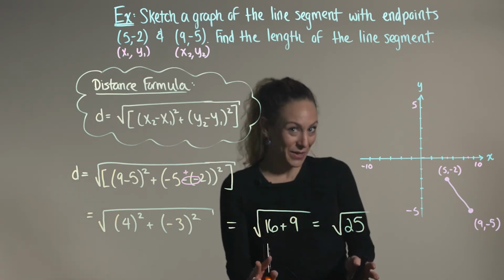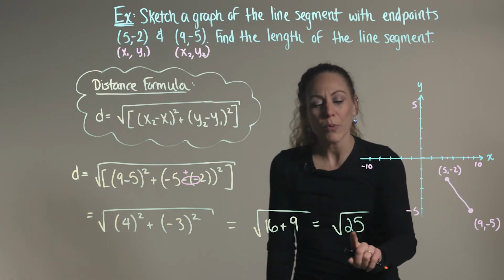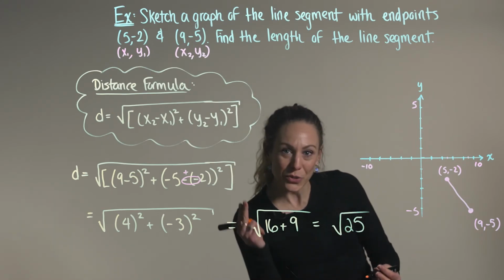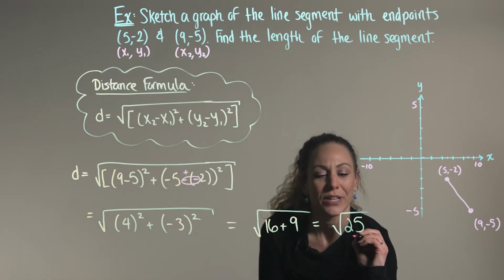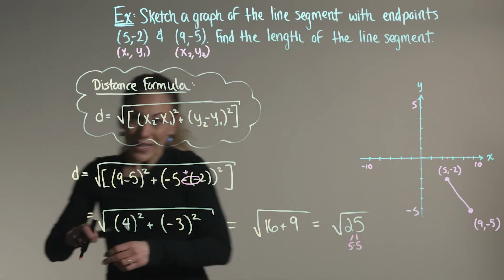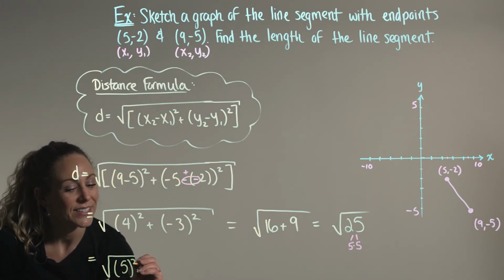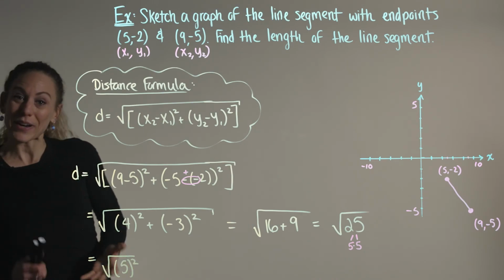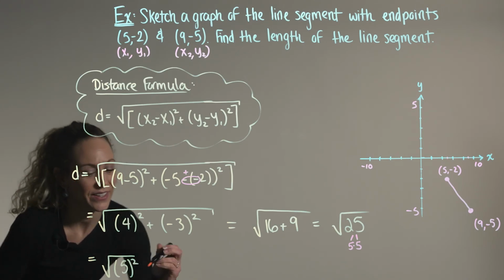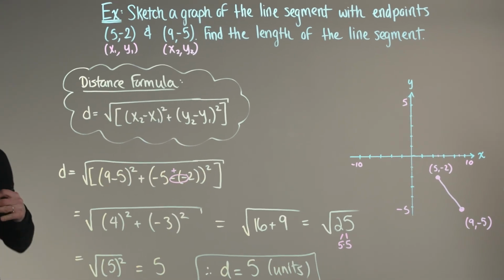Now, we can simplify this a little bit further. Since we're working with a square root, we want to look for perfect squares within the factors of 25. And in fact, we know that 25 is a perfect square. 25 is equal to 5 times 5, so we can simplify this to the square root of 5 squared. At this point, the square and the square root cancel each other out, leaving us with a distance of 5 units, making that our final answer.